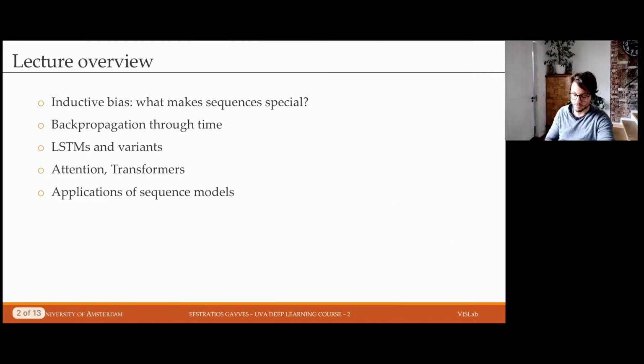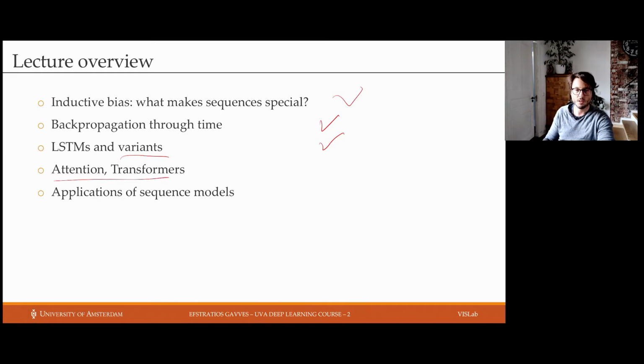Specifically, today we're going to start with exploring what makes sequences special. Recurrent neural networks are specialized neural networks for sequences, and we will see why we want a special architecture for them. We're going to then discuss how backpropagation is adapted to be able to train recurrent neural networks. We're going to study LSTMs, which are advanced versions of recurrent neural networks, as well as some variants.